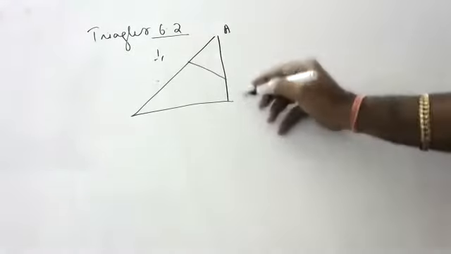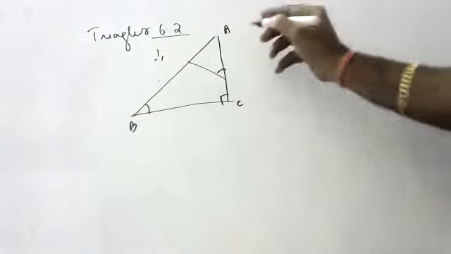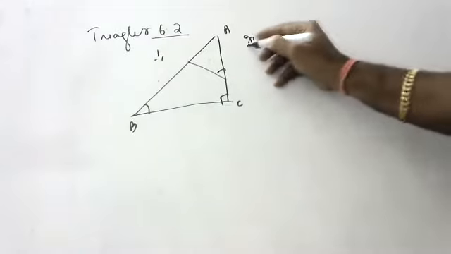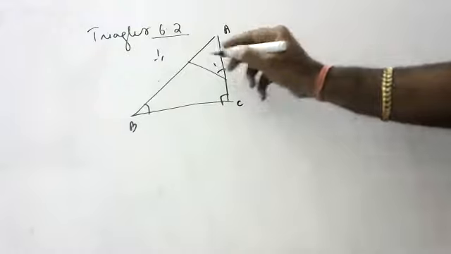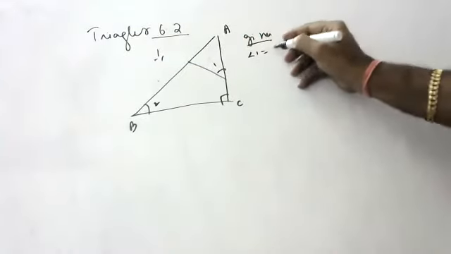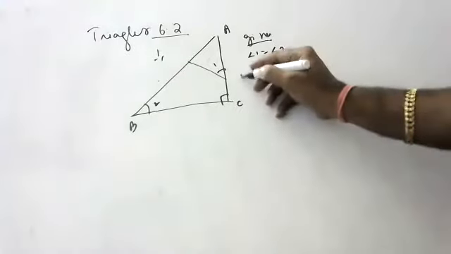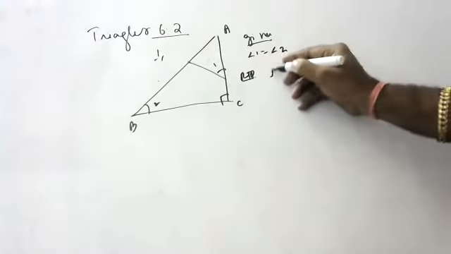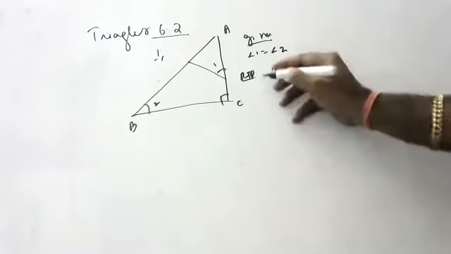Children, this is A, this is C, this is B. What is given means they have given that angle 1 is equal to angle 2. We have to prove, required proof, that triangle ABC is similar to triangle ADE. This is the first one.